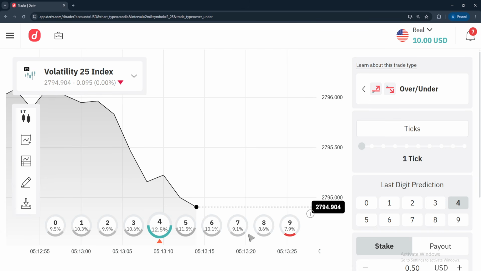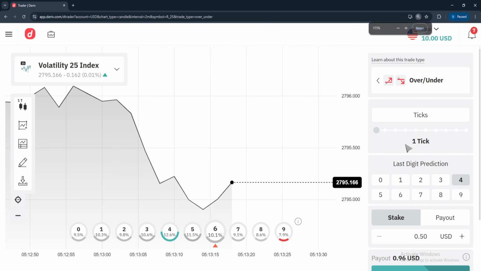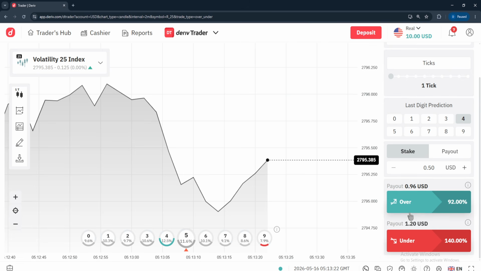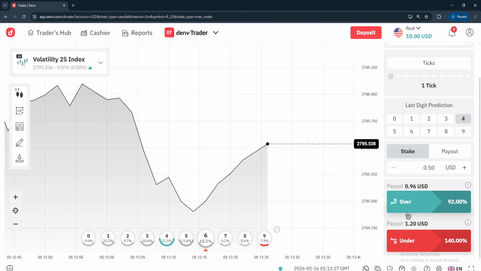If you're trading manually and you're depending on Deriv alone, this is what you do. Let me zoom out now so that I show you guys. Now, if you're trading under 8, every time the ticker goes to 9 and then 8, you press under. If the ticker touches 8 alone, you also press under.